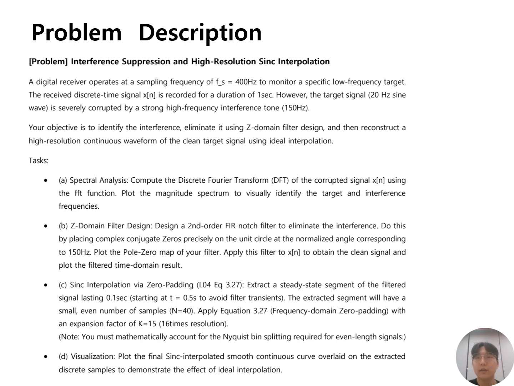We have a digital receiver operating at a sampling frequency of 400 Hz, recording a signal for exactly 1 second. According to the Nyquist-Shannon sampling theorem, this 400 Hz sampling rate allows us to physically observe frequencies up to 200 Hz. Also, a 1-second record means our entire dataset consists of exactly 400 discrete samples.